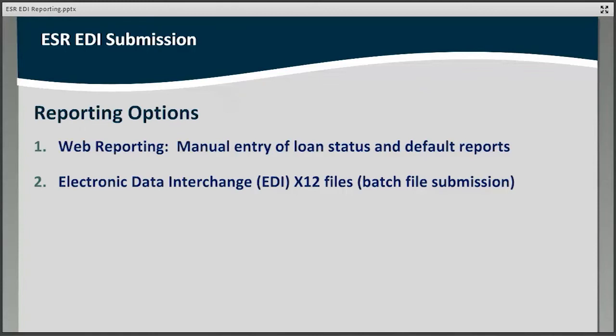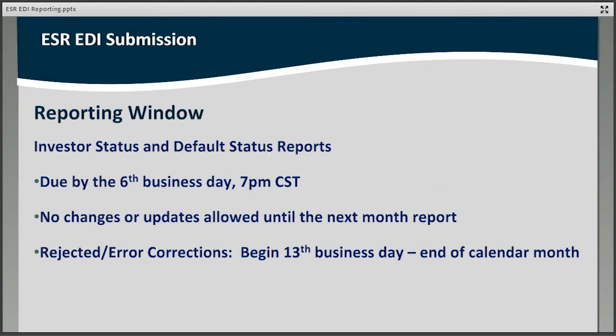There are two reporting options available. One is web reporting. Web reporting is the manual data entry of each individual loan in regards to monthly status and default status. The second option is EDI, or Electronic Data Interchange. This is the reporting method reviewed in this presentation. Many servicers prefer to create and upload X12 batch files into ESR and then retrieve rejection and/or correction reports. Both options are available to all loan servicers. Please determine the appropriate reporting method for your needs.